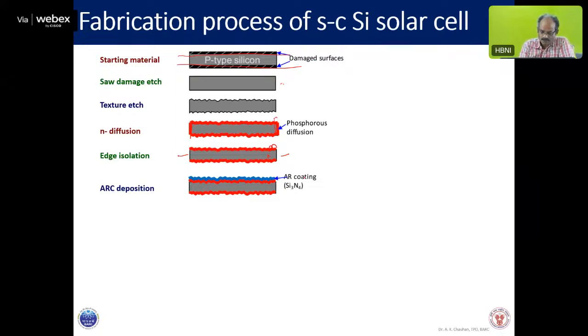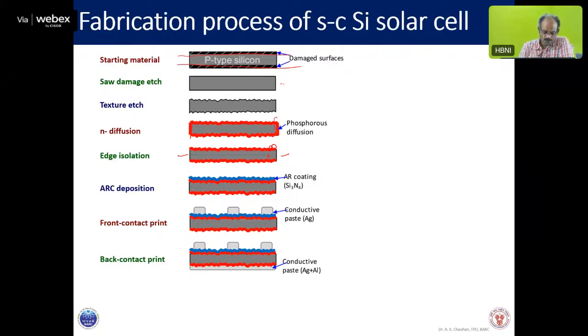Then an anti-reflection coating is deposited over the top of it. Then the front contacts are made by printing or by thermal evaporation. Then the back contact is also done by either thermal evaporation or printing. After this, co-firing, and then you can get this kind of silicon solar cell. So this is the typical fabrication process of a solar cell.